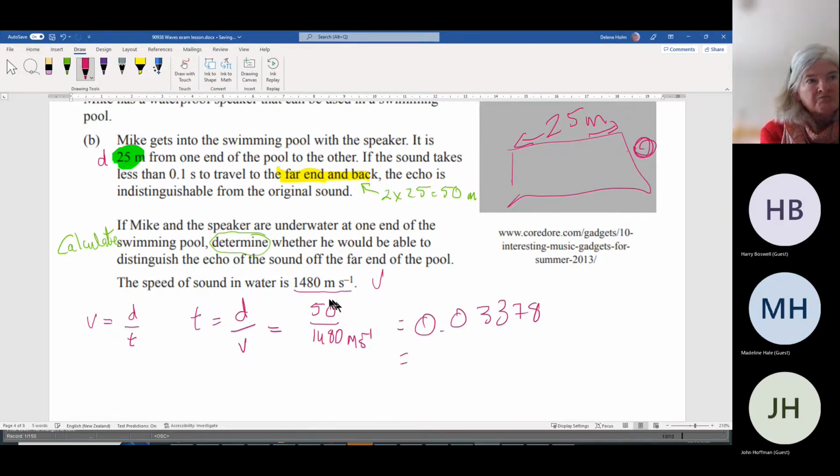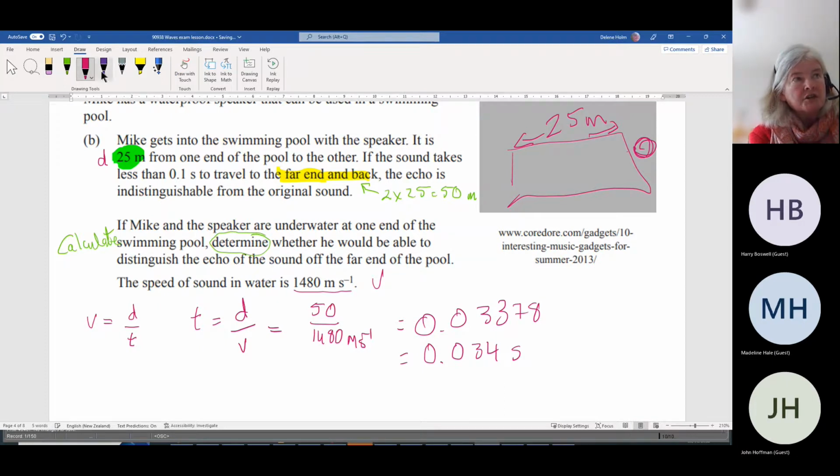Because these are, that's just 2 figures, that one is 4 figures, but it's actually only 3 significant figures. That's strictly speaking just 2, because 25 times 2, so we know the 0 does count. So I would round this to 0.034 seconds. Now, we have to answer the question, would he be able to distinguish the echo of the sound?